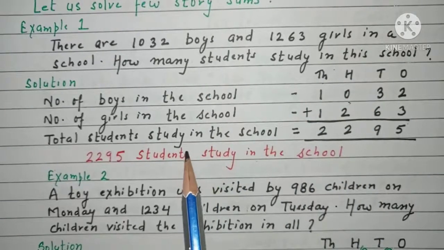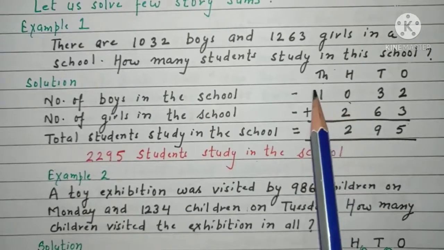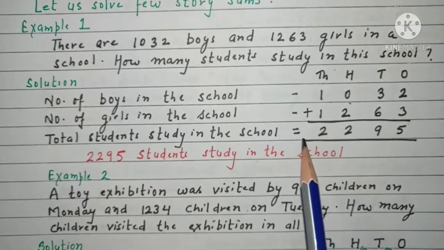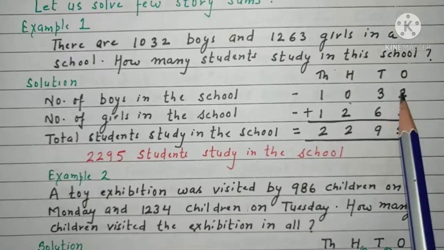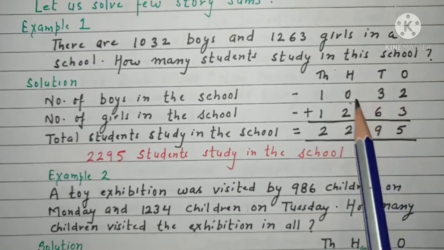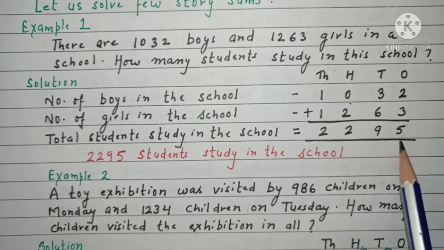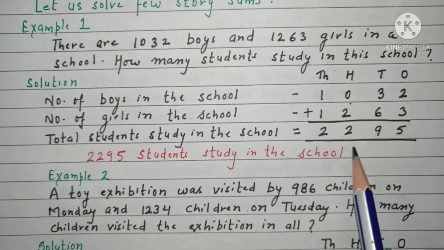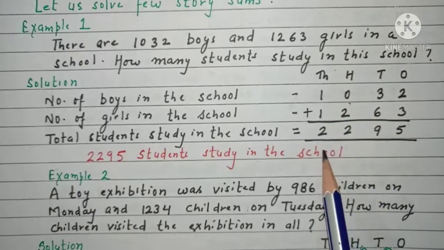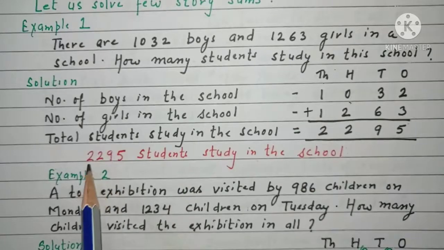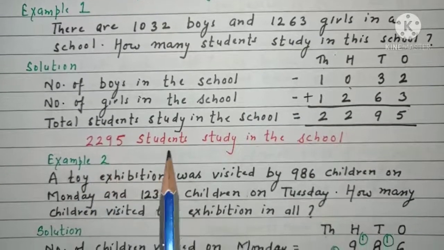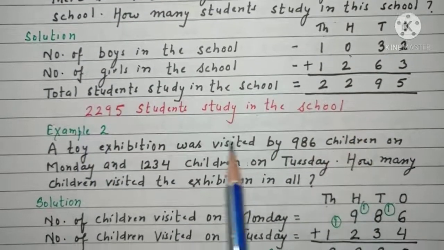So total can be done by adding the number of boys and girls. So when we will do the total, we will just do the addition as we are doing. So adding the ones, adding the tens, adding the hundreds, and then adding the thousands. And the answer comes out to be 2,295 students study in the school.